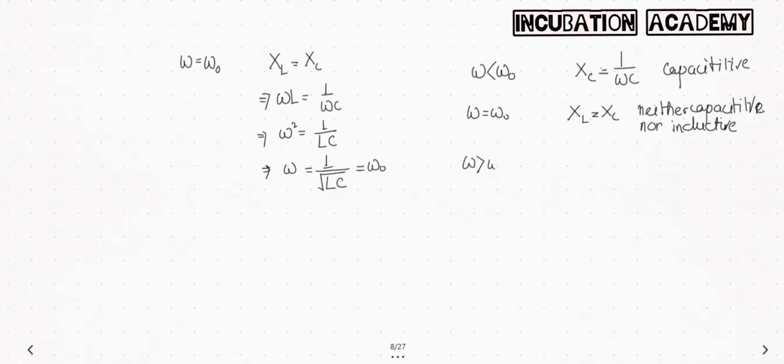But when ω is greater than ω naught, that is the resonant frequency, then XL equal to ωL. That means the circuit becomes inductive then.